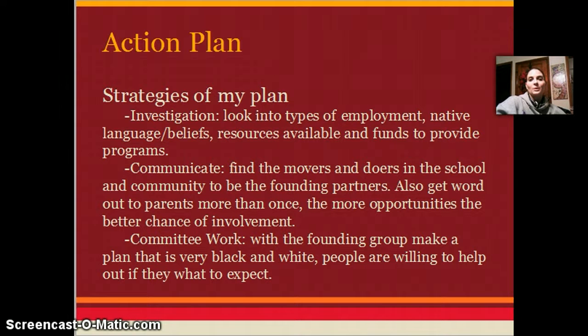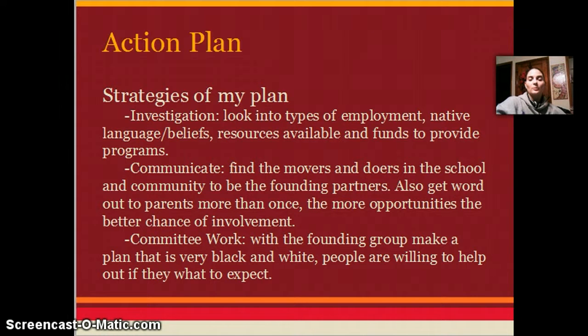Next, we need to look into the native language and beliefs. Maybe there are some barriers there. Some belief systems do not hold education very high in their list of values. Others hold education much higher. So we need to know who we're talking with. And then we need to look into the resources and funds available for the different programs and the ways we want the community and parents to be involved.